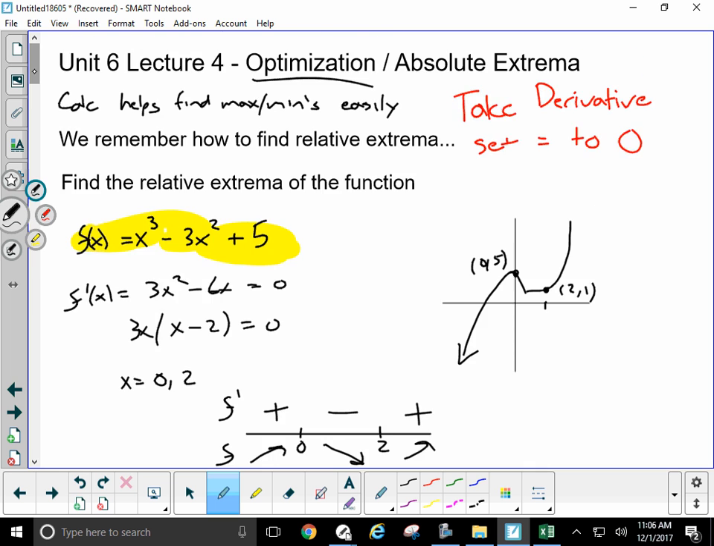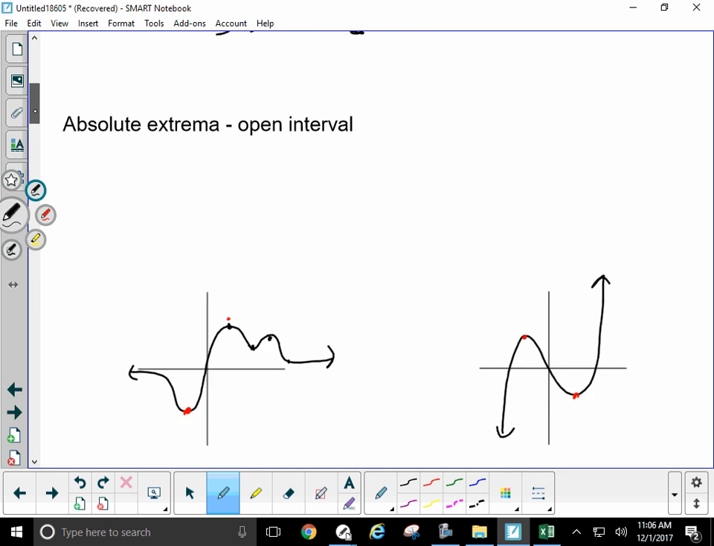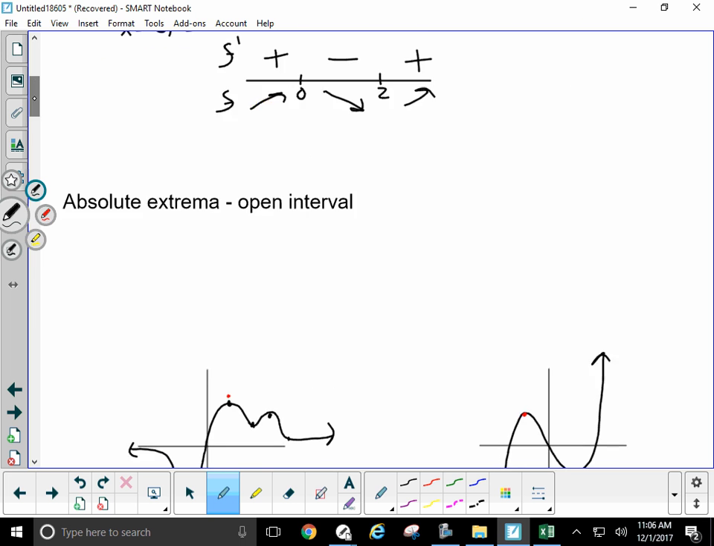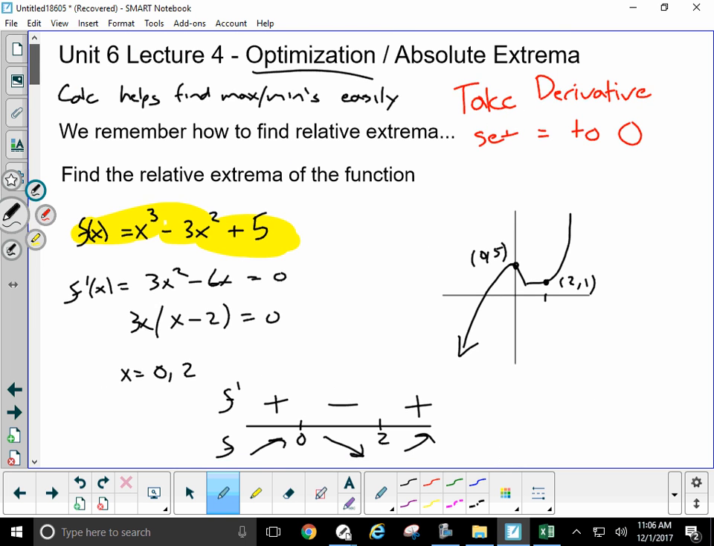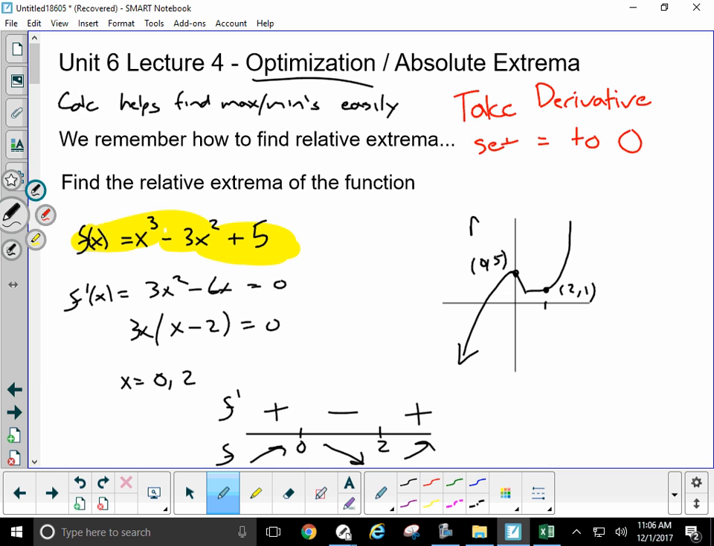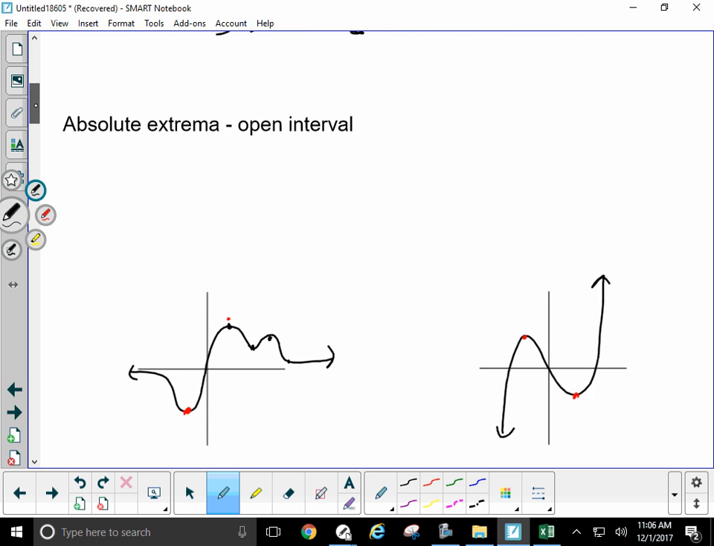So, great. Well, now we're going to talk about absolute extrema, okay? These were relative extrema. This is a relative max and a relative min. A relative max, relative min, those are local maxes and mins. So max and min for a little part of the function. Absolute extrema is an overall max or min.